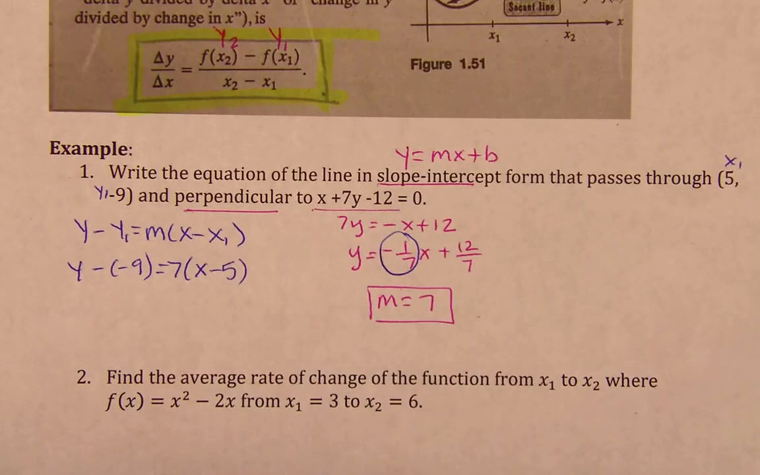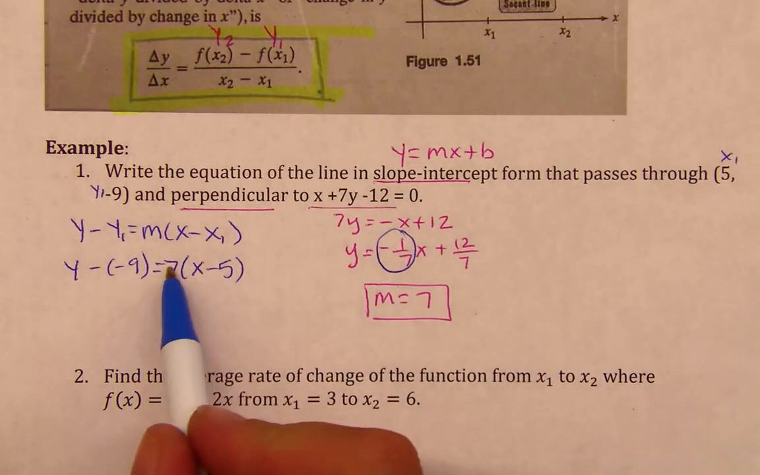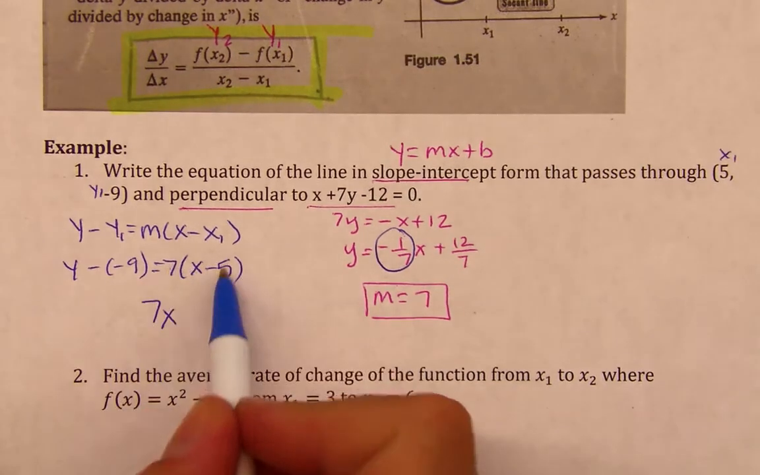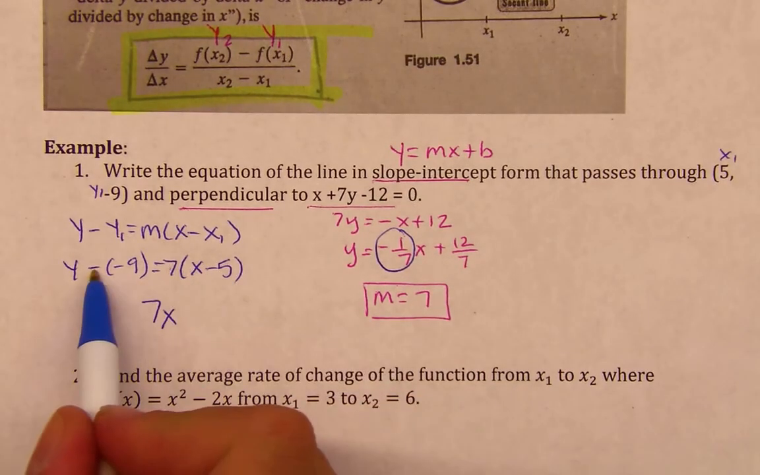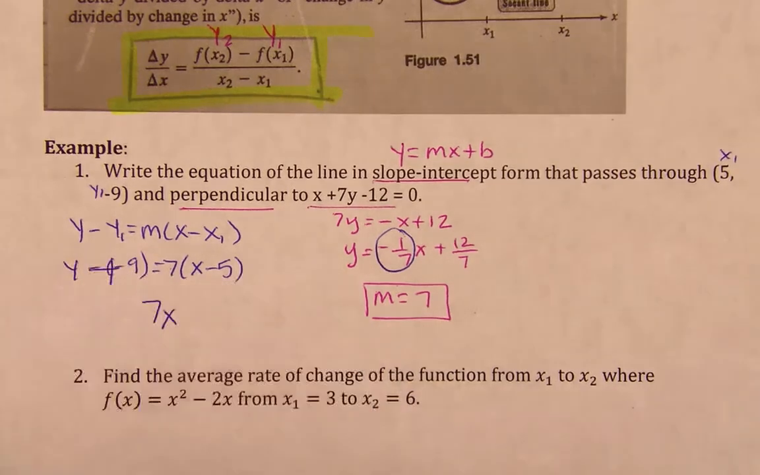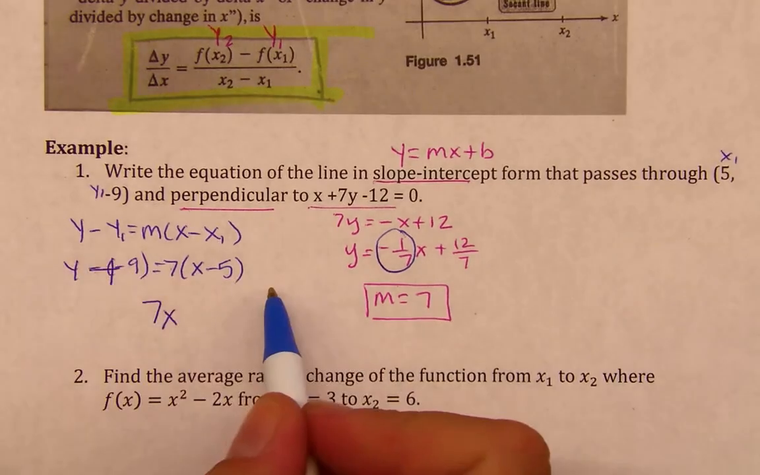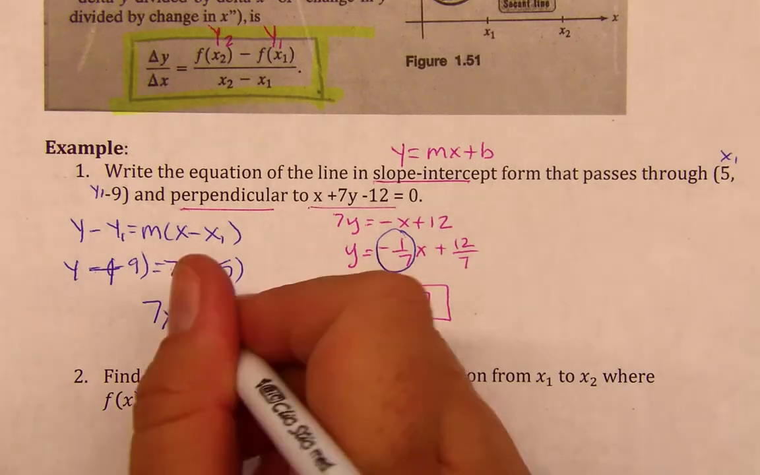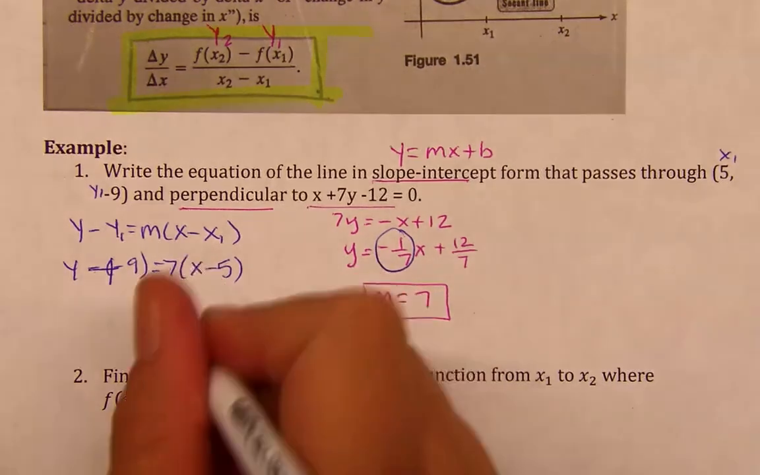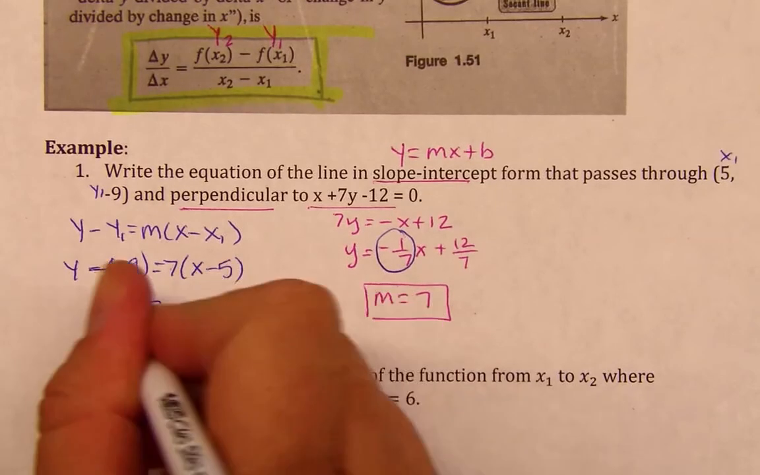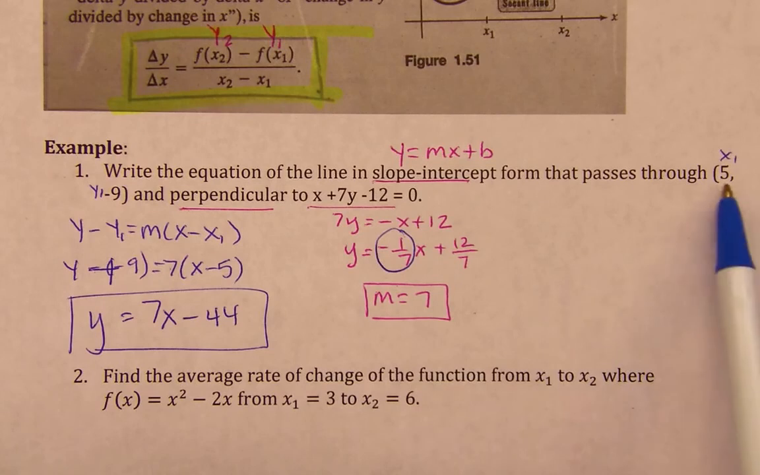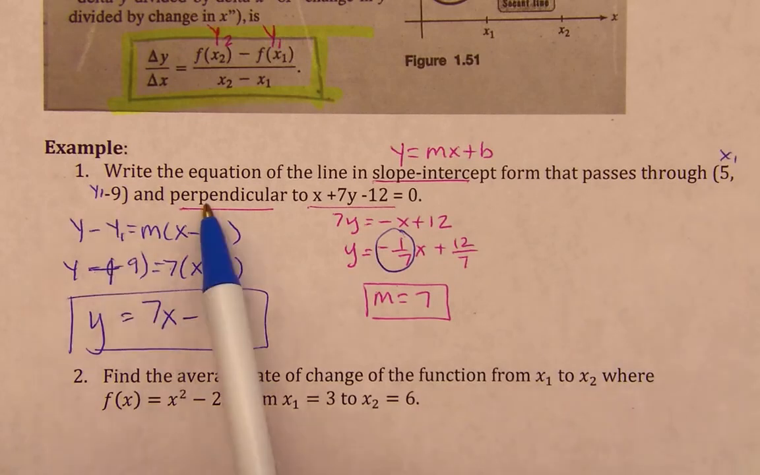And now we just want to turn that into slope-intercept form. So distributing the 7, we're going to get 7x and negative 35. And this is a positive 9 now. And so we want to subtract 9. So we have negative 35 minus 9 is going to be negative 44. And that's our equation. That's the equation of the line that goes through this point and is perpendicular to this line.